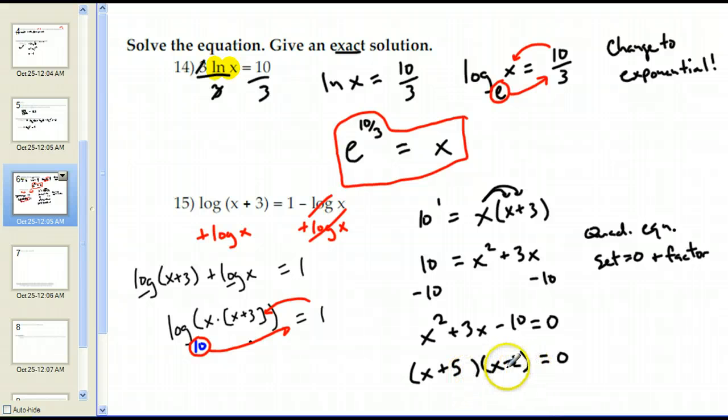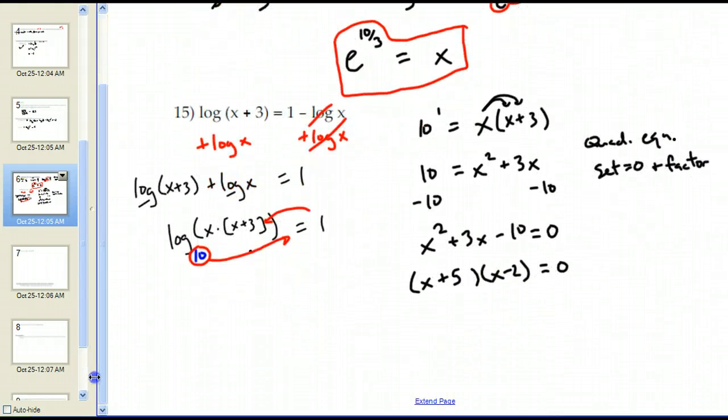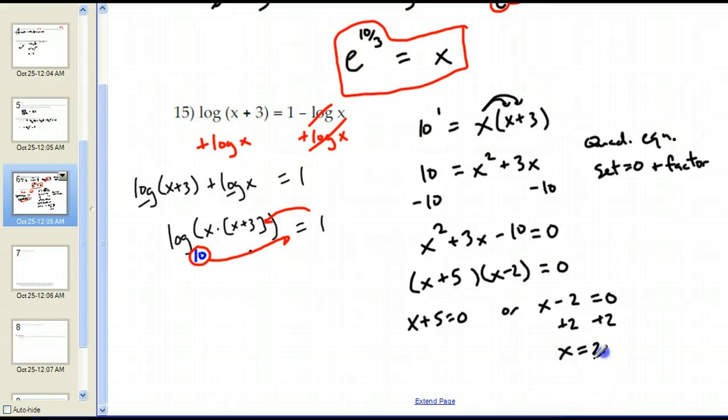And if these two factored pieces multiply to 0, then I get x plus 5 equals 0, or x minus 2 equals 0. Add 2, x equals 2 is one potential solution. Subtract 5, x equals negative 5 is another potential solution. Now remember, with log equations, just like with radical equations and rational equations, you have to check your solutions. So these are my proposed solutions.